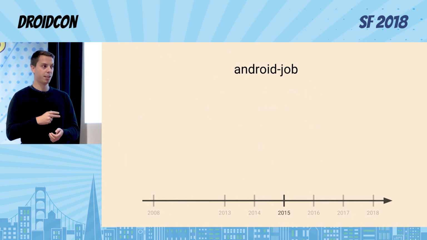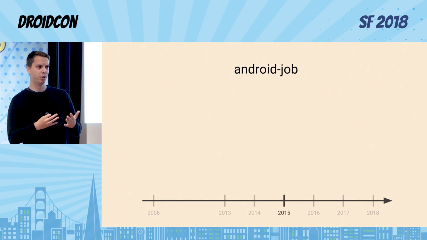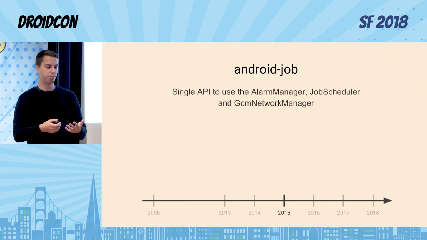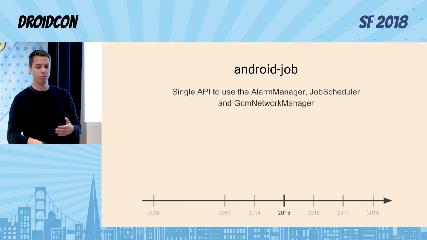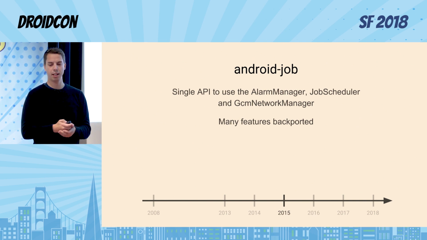Same year at my former company, I was facing the same challenges. I had all those APIs, they were different. I couldn't combine them or reuse them. I had to implement fallback mechanisms. So I came up with this library called Android Job, and it basically provides a single API which is using under the hood the AlarmManager, Job Scheduler, and GCM Network Manager. And in this library, I backported many features, and we will talk later more about it.